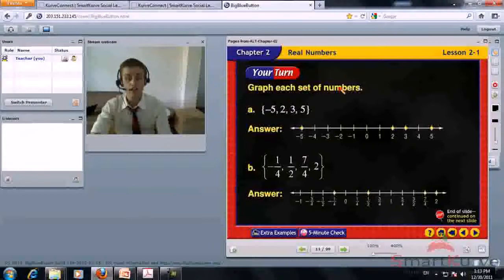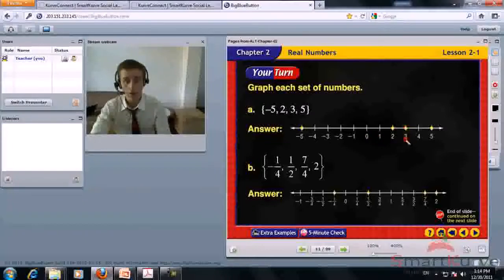Graph each set of numbers. -5, 2, 3, 5. Answer on the number line. -5, you put a dot on. The next dot you're going to put is on +2. So you skip -4, -3, -2, -1, 0, +1. You put a dot on 2.